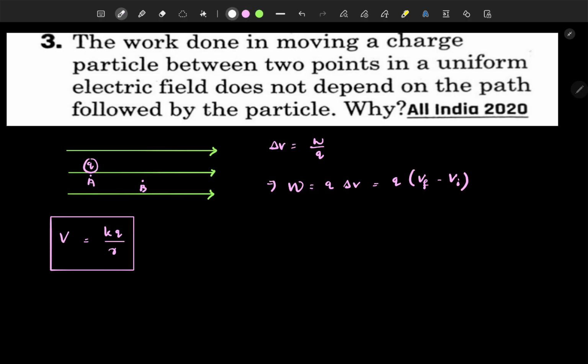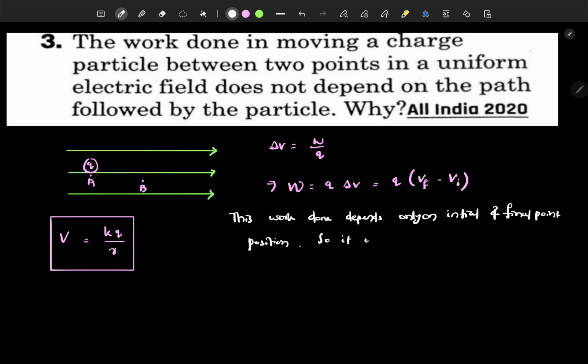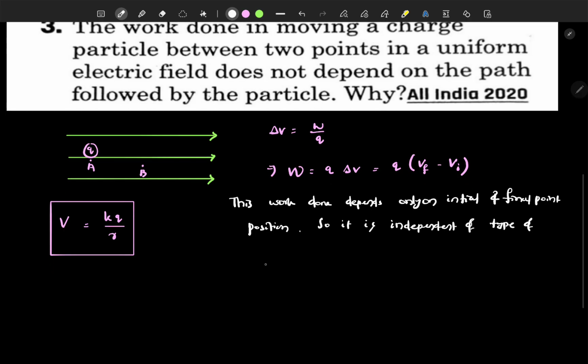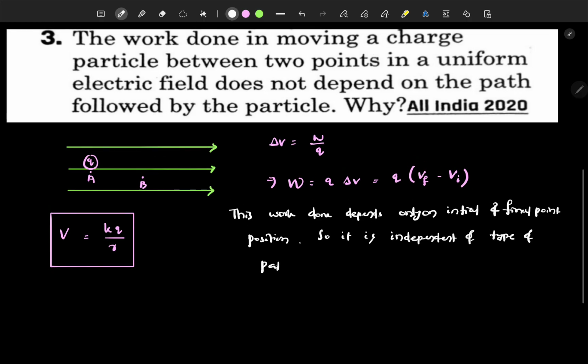From this we can write this work done depends only on the initial and final point position. So it is independent of the type of path followed by the charged particle, or simply we write, type of path followed. Yes, since it is a scalar.